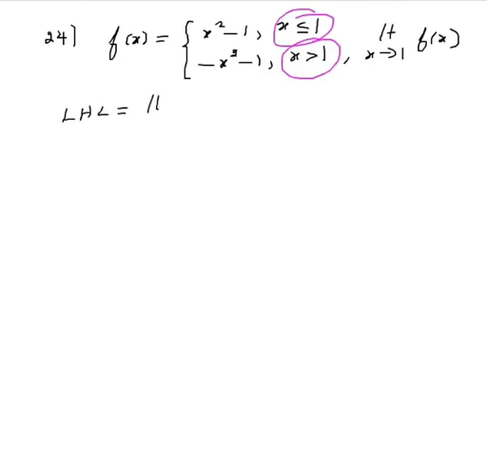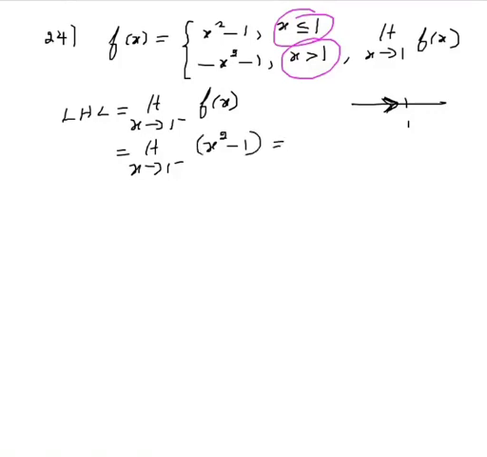LHL is limit extending to 1 minus f of x. That is, x approaches 1 from the left side of 1. Very close value of 1, but on the left hand side we will take. Limit extending to 1 minus. For 1 minus, we use the less than 1 definition, which is x square minus 1. This is again a polynomial. This function is defined at 1. So no problem in substituting the limit value 1 directly. 1 minus 1, the answer is 0. The problem arises only when the function is not defined or when you get 0 by 0 form.